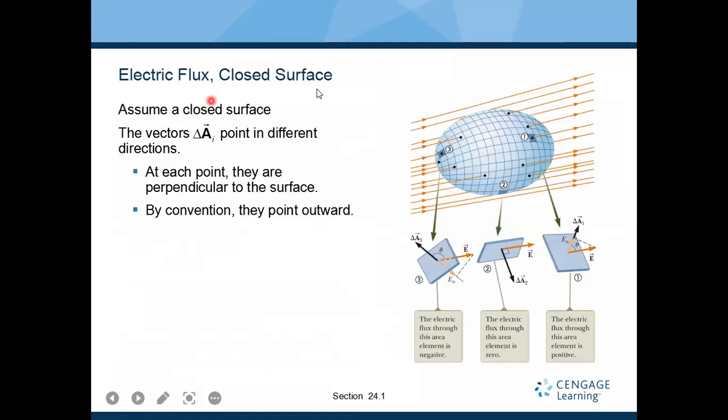So now the electric flux and a closed surface. Suppose this is the whole body, and we consider some surface. So assume a closed surface. This is actually a closed surface. The vectors delta A_i point in different directions. At each point, they are perpendicular to the surface. By convention, they point outward. This is the electric field E, and the electric field E for the small areas of this whole closed surface.